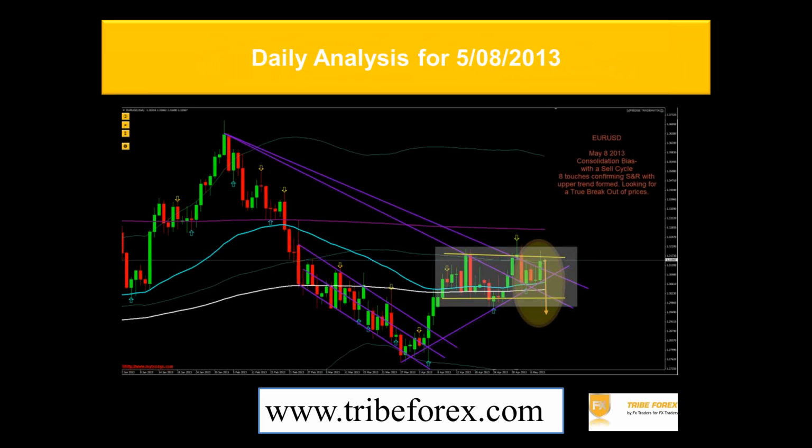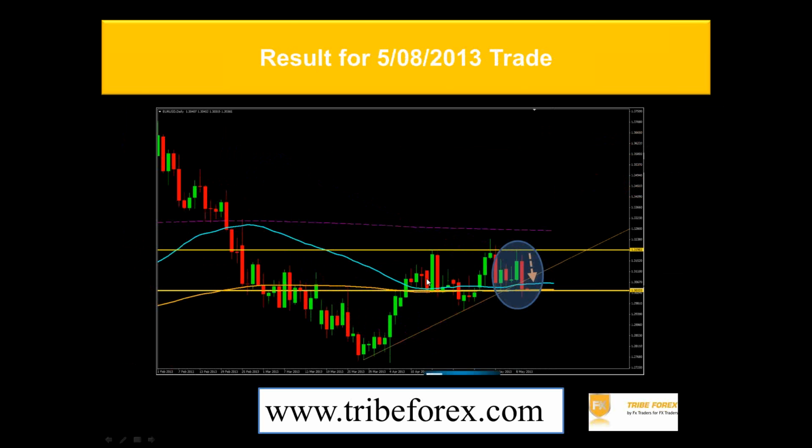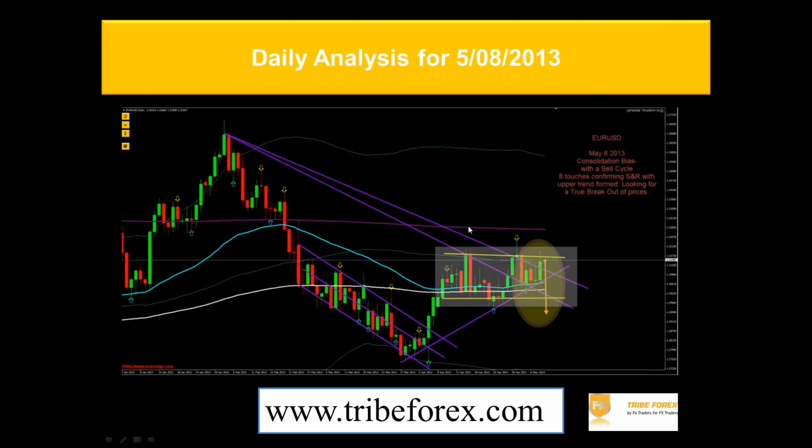So this is basically our daily analysis that we had for May 8th, which was the last trading day. And this was actually taken from one of our traders. He did not put his profit targets, etc., but inside the tribe, we know exactly what we're looking for. So his stop loss was about 70 pips. Take profit was about 120 pips. And he absolutely hit that mark, and price did move down.